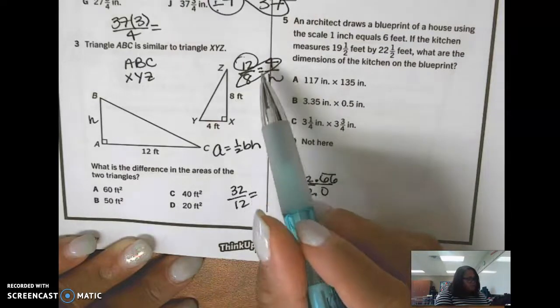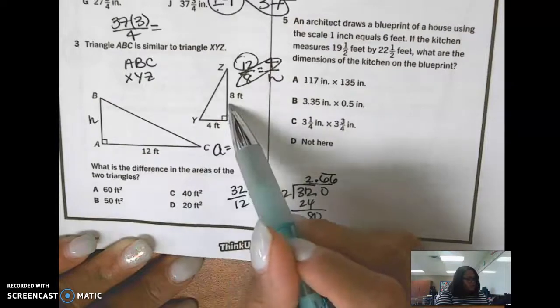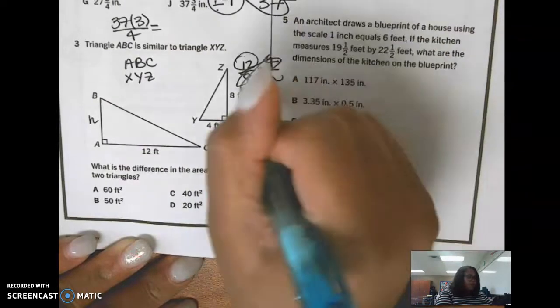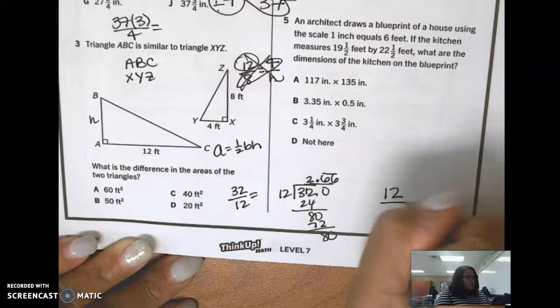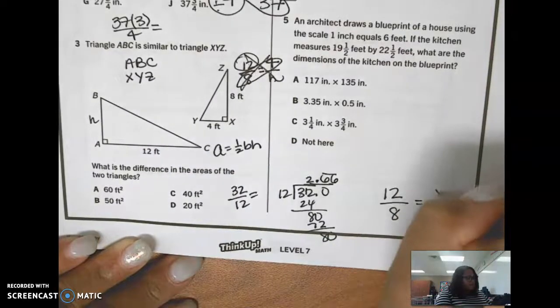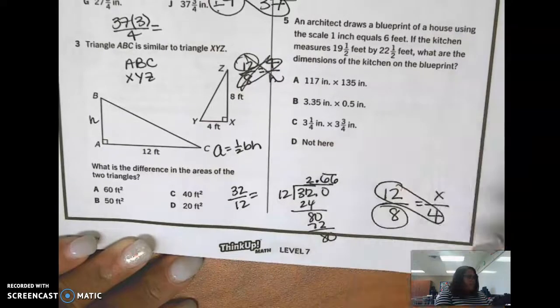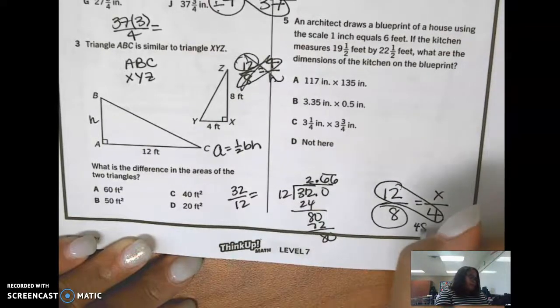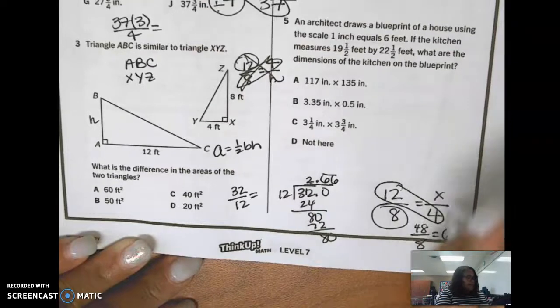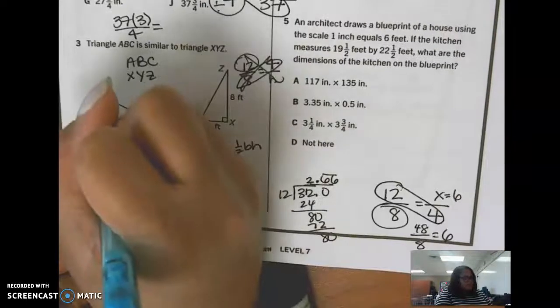Cross multiply. 12 is to 8. Oh, Ms. Darling set up the proportion wrong. It should be 12 is to 8 as X is to 4. Now I can do 12 times 4 divided by 8. There's 48 divided by 8 is 6. X equals 6, or H equals 6.